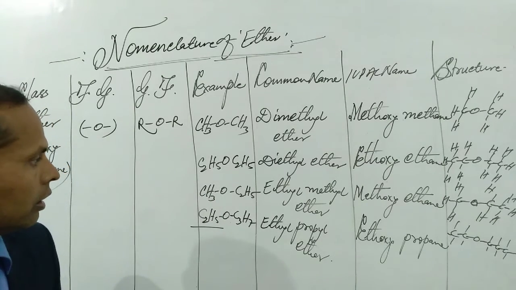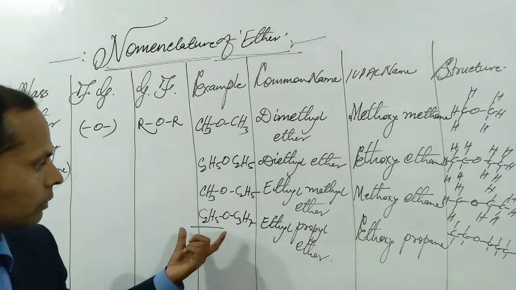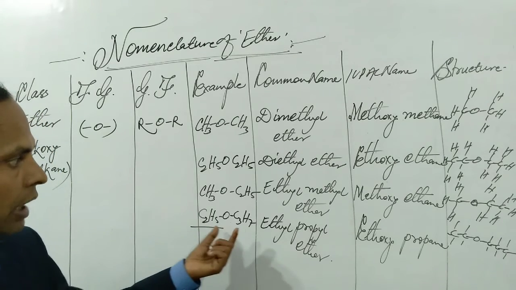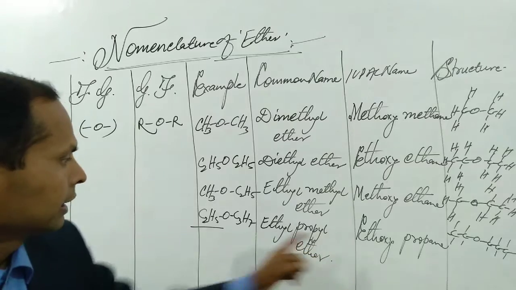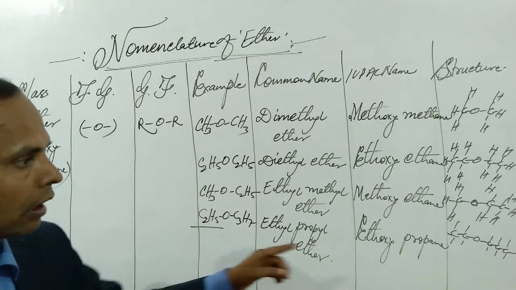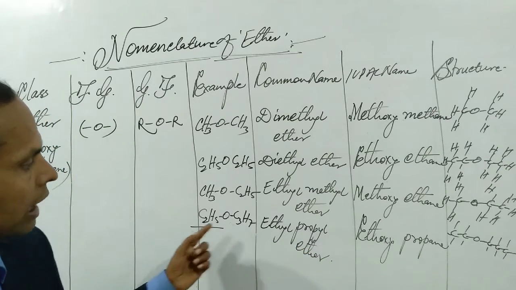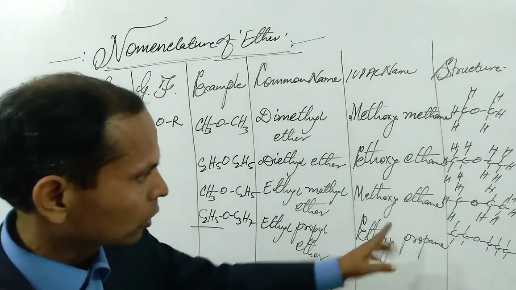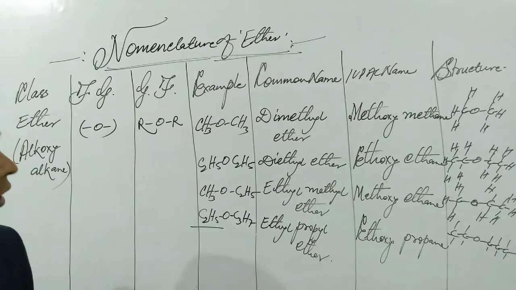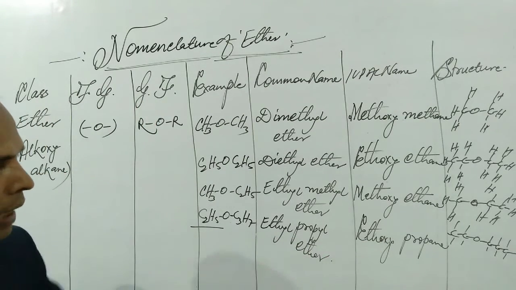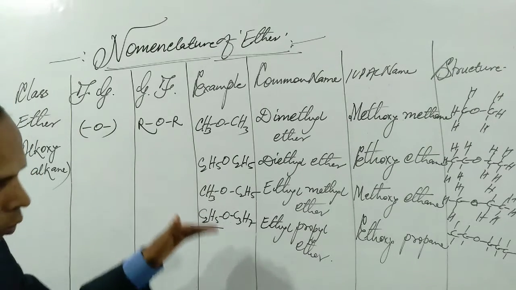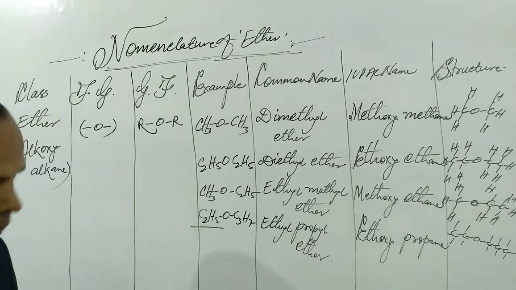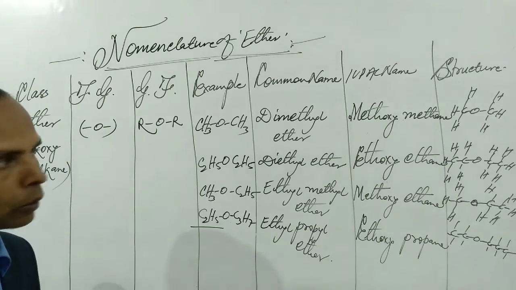Similarly, there is the lower carbon ethyl group and the higher carbon propyl group. So oxy can be added in this group and ane can be added in this group. So the IUPAC name of such a compound is ethoxypropane. But the common name will be ethyl propyl ether. In this way, we can write more and more compounds of ether giving the same groups or different groups.